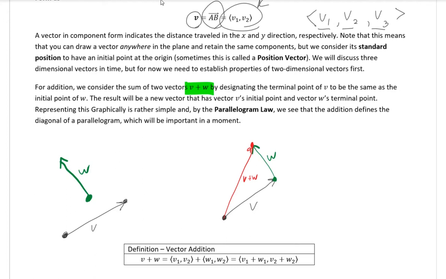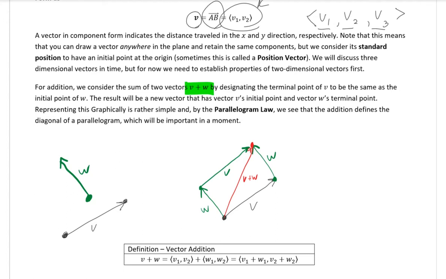Note that you could also do the other way around. If I start at that same point, but I start with the W vector instead, well then W would expand out this direction. And then from the terminal point of W, I then work with the vector V. V is going in this direction to that same point. So I still have V plus W, or W plus V, represented in the same way.